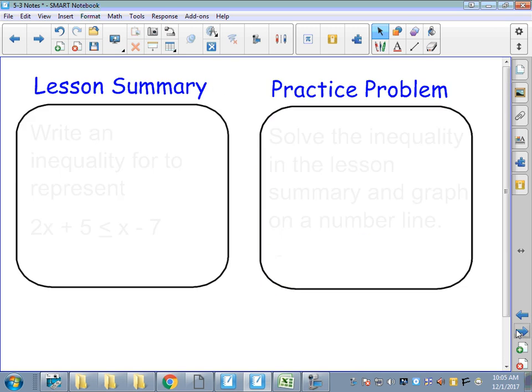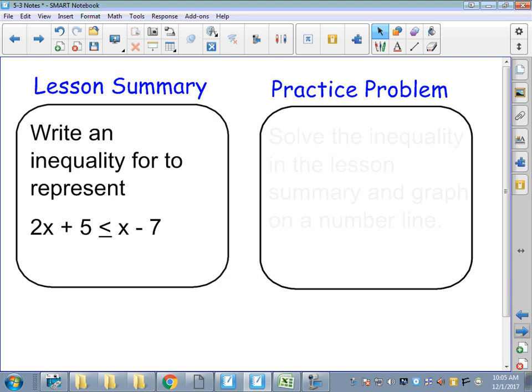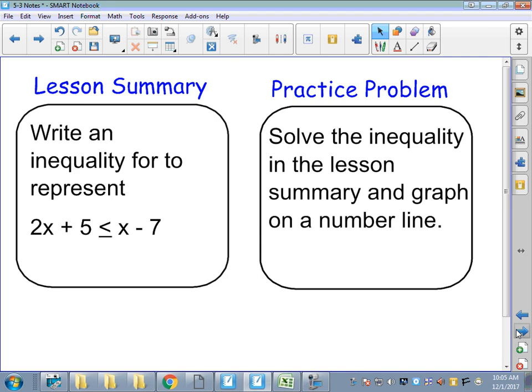That's it. So what I'd like you to do, I need you to write an inequality to represent 2x plus 5 less than or equal to x minus 7. So put that in words. You might want to refer to your notes. I gave you a lot of words that you can use for the inequality. And then solve that particular inequality, graph it on a number line. Good luck.